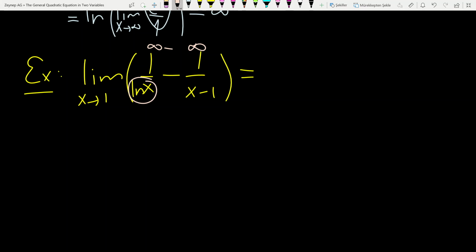So it's called type 2. You have to convert type 2 to type 1 to use L'Hopital's rule. So let's convert. Let's try to convert.